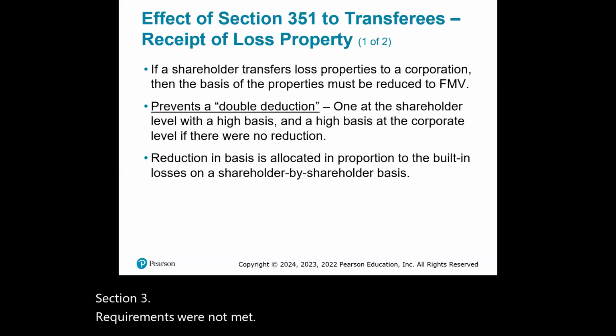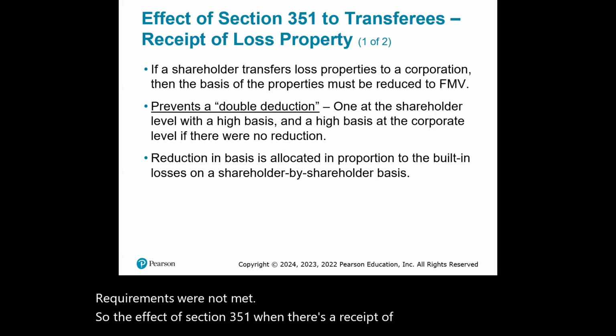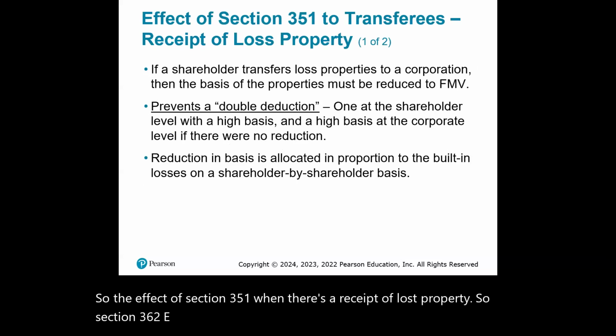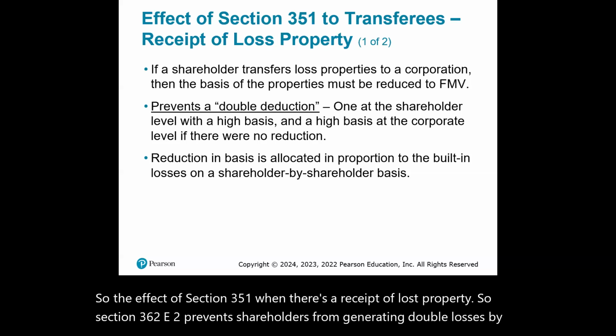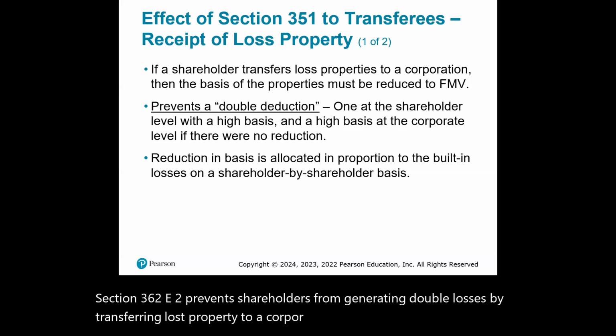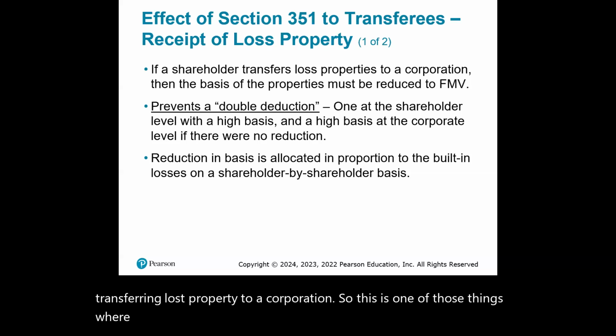So the effect of Section 351 when there's a receipt of lost property. Section 362(e)(2) prevents shareholders from generating double losses by transferring lost property to a corporation. So this is one of those things where Uncle Sam realizes that there can be a potential for abuse. So they basically nip it in the bud pretty much.